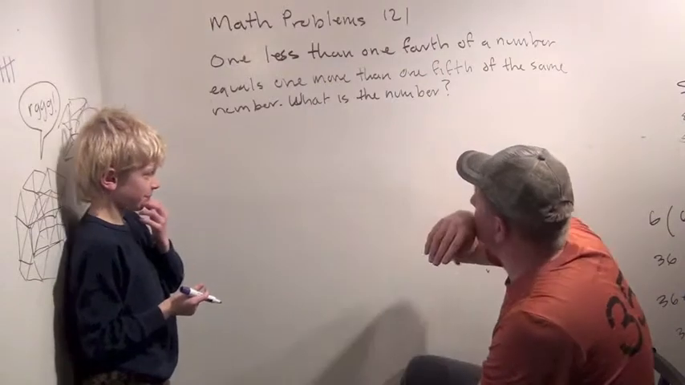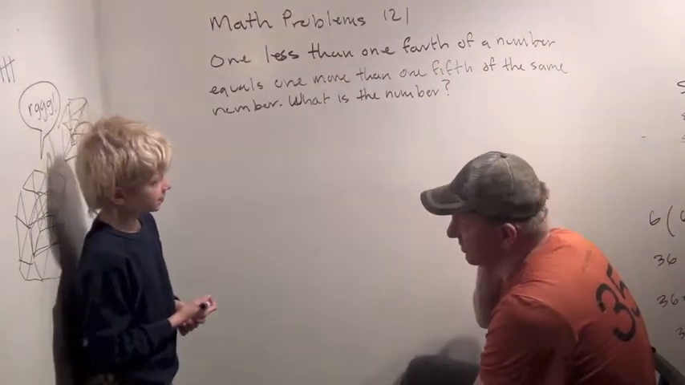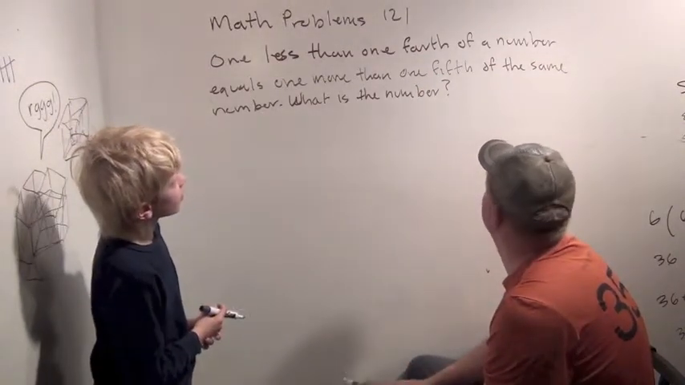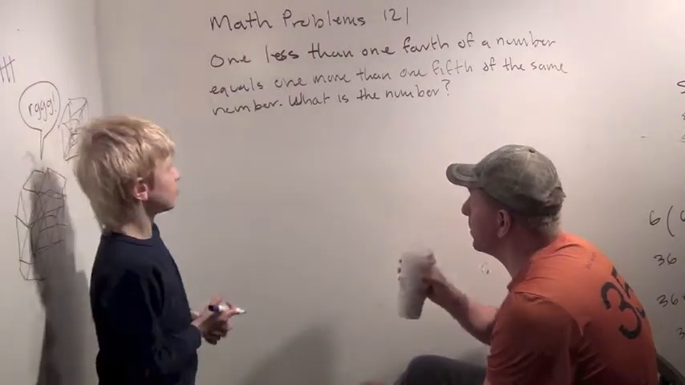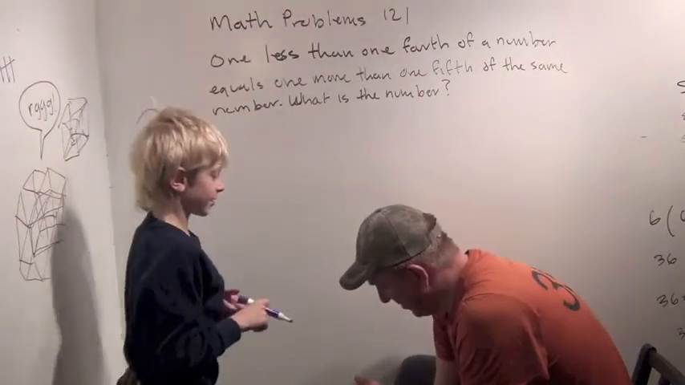Okay, well, here's a more challenging problem, kind of like the one we did for practice today. It has some fractions in it. Ready to read it? Okay, go ahead. 1 less than 1/4 of a number equals 1 more than 1/5 of the same number. What is that number? Ooh, you excited for this one? All right, let's go.